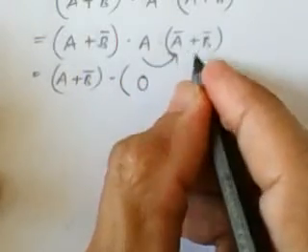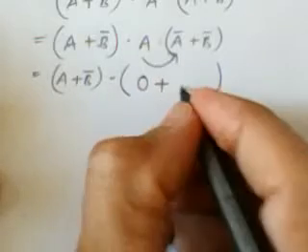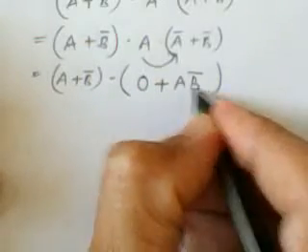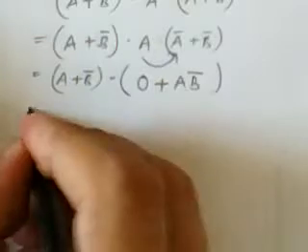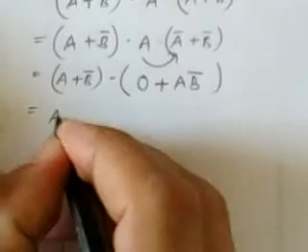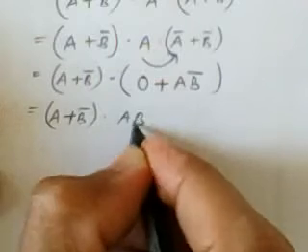A into B bar. How much? A into B bar is 2. Now that is equal to A B bar plus 0. How much? It is A B bar. So A plus B bar into A B bar.